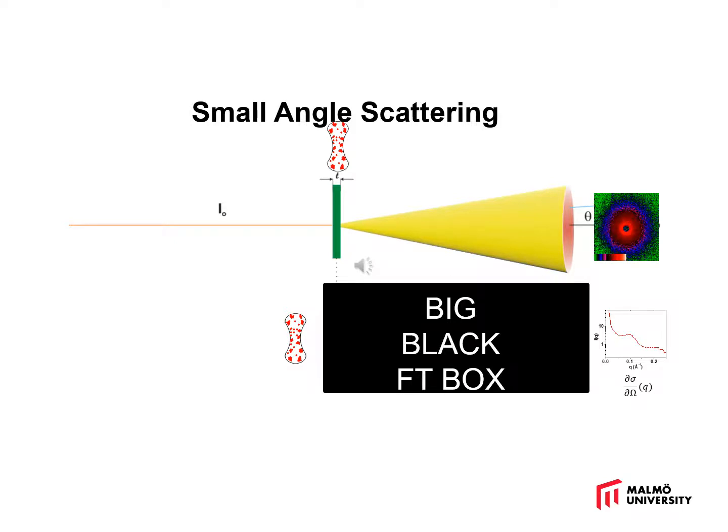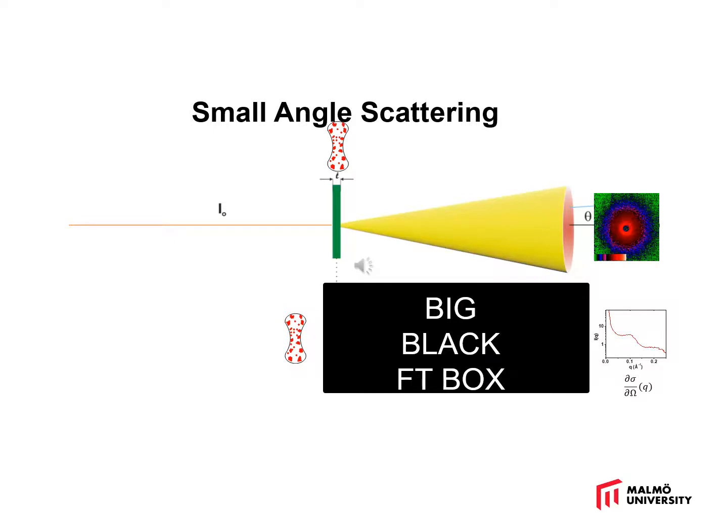So again, we go to the generic scattering experiment, and really what this lecture is going to be about is just understanding some properties of the transformation which leads from the sample structural properties to the scattering curve. And we'll draw out some simple rules about understanding the scattering curves.